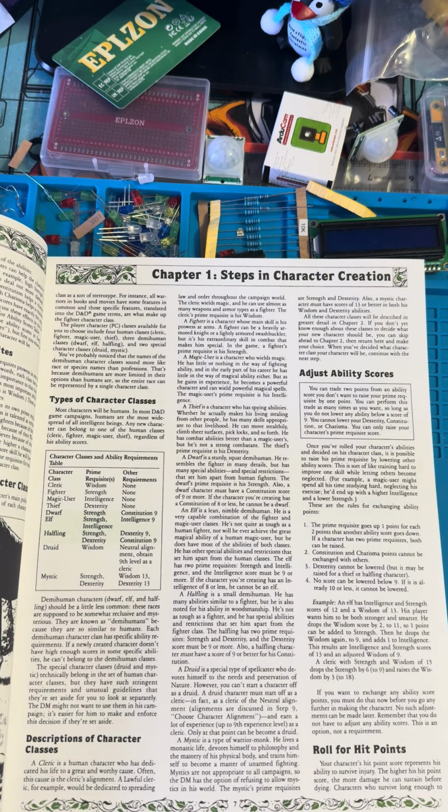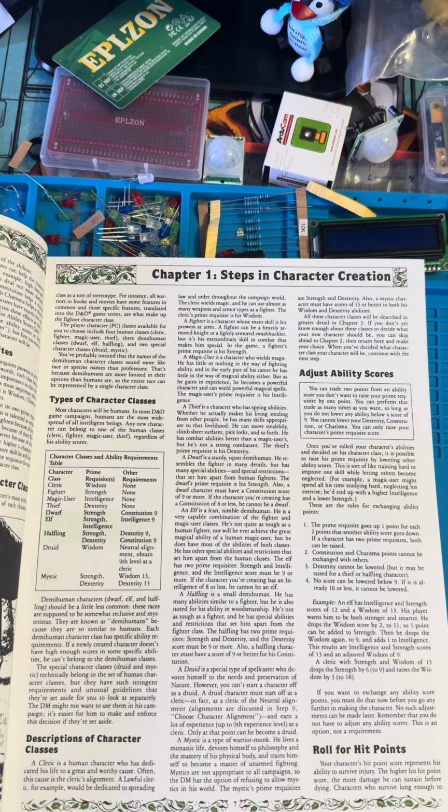The halfling is a small demi-human. He has many similar abilities to that of a fighter, but he also is noted for his ability in woodsmanship. He's not as tough as a fighter, and he has special abilities and restrictions that set him apart from the fighter class. The halfling has 2 prime requisites, strength and dexterity, and the dexterity score must be 9 or more. Also, a halfling character must have a score of 9 or better for his constitution.